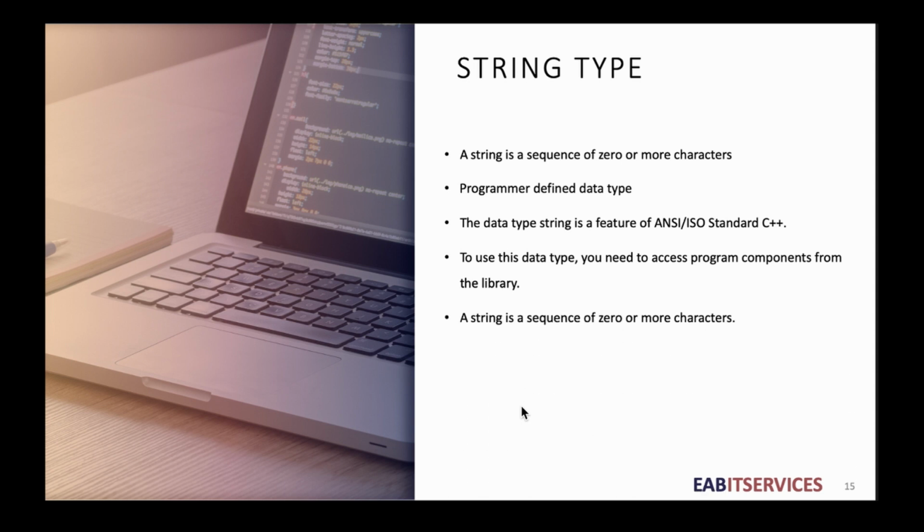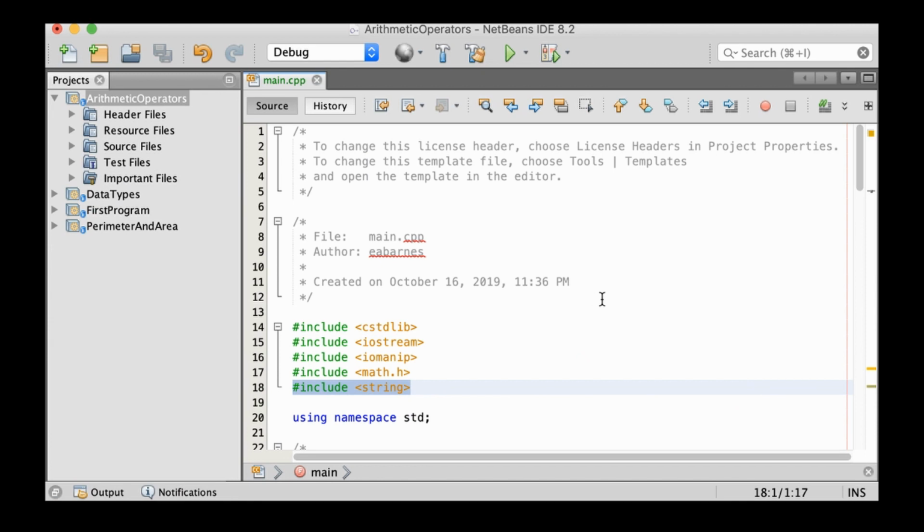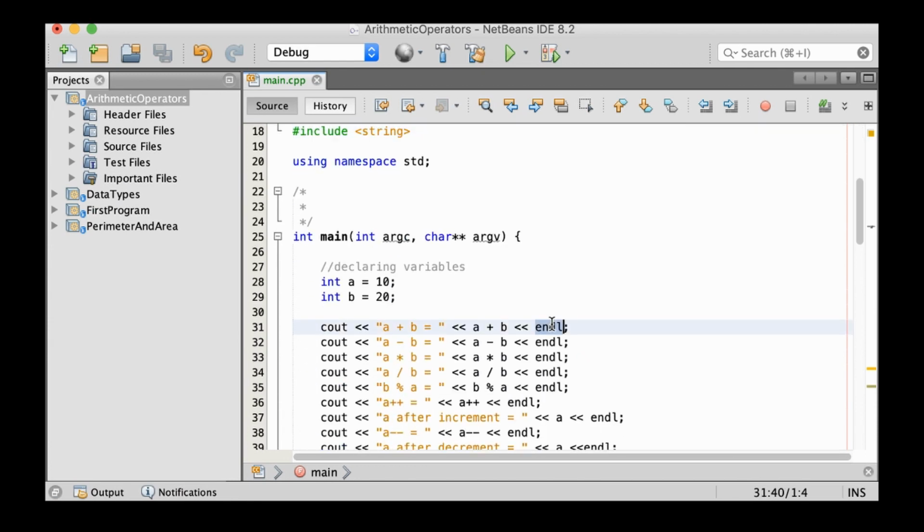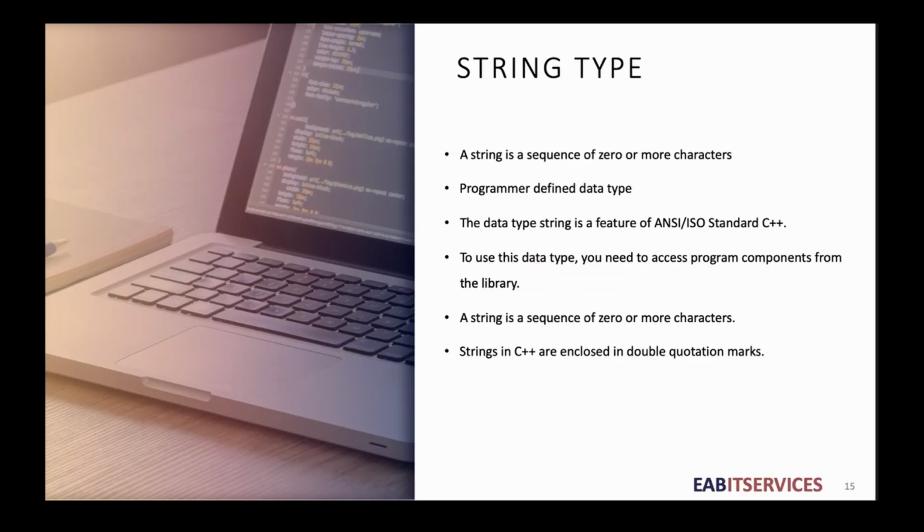A string is a sequence of characters, as we've already talked about, and in C++, strings are enclosed in double quotation marks. Now, this last point is very, very important. We've already said that a string is a sequence of 0 or more characters. So wherever you have a sequence of characters, do we say it is a string? Can we just say this is a string because this is a character and this is another character? Can this be a string? No, because of the last statement. It says that strings in C++ are enclosed in double quotation marks.